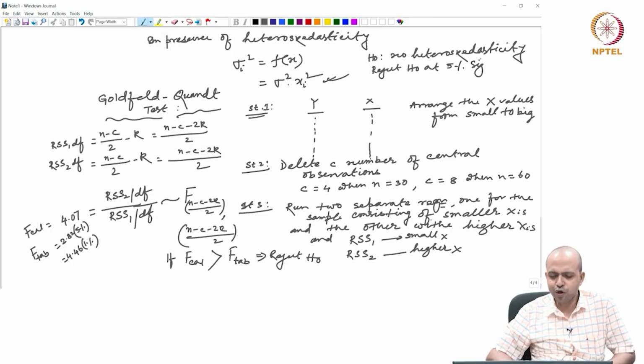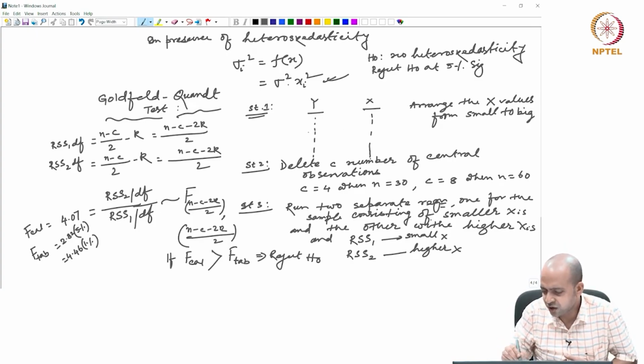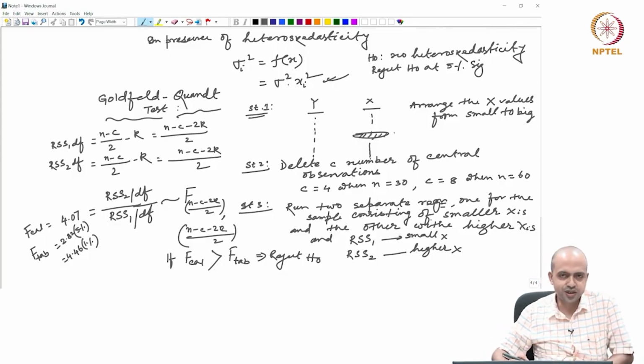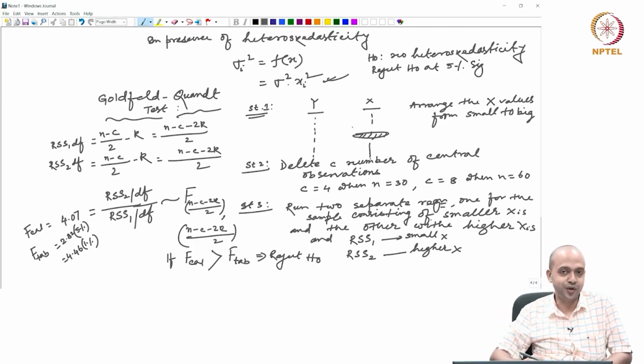Goldfeld-Quandt test. But one thing is not clear: why are we deleting the central observations? Why are we deleting the central observations? We have arranged the data and then deleted the 4 observations so that the RSS of the second sample becomes quite different from the RSS of the first sample. Based on that logic only, we are deleting the central observations. Are you getting my point?